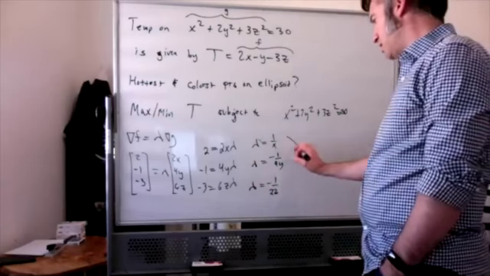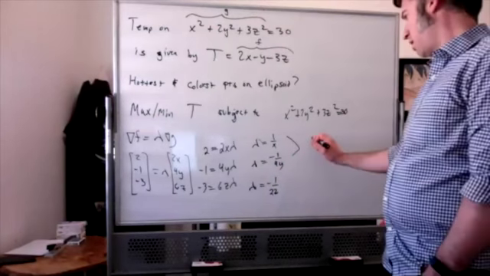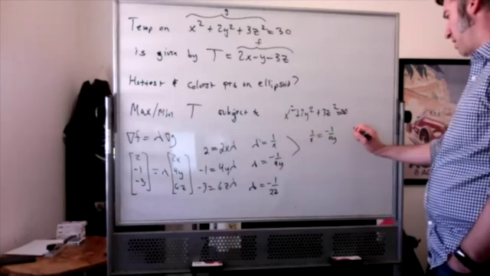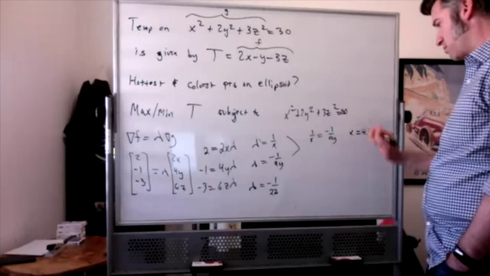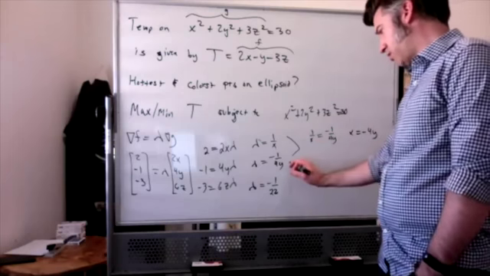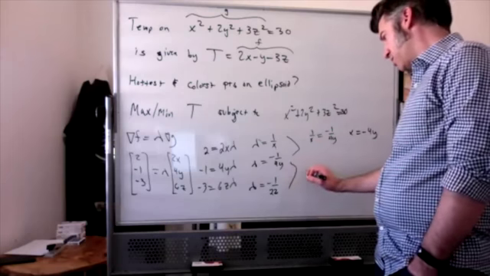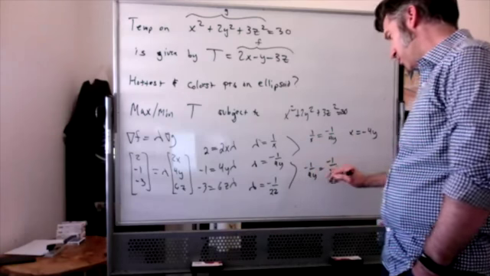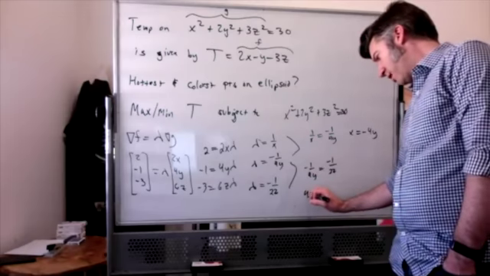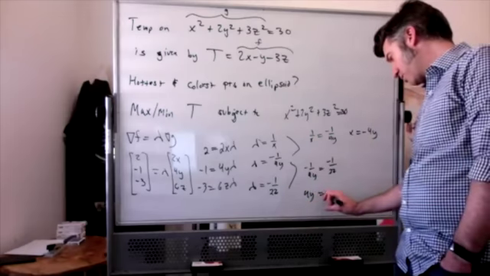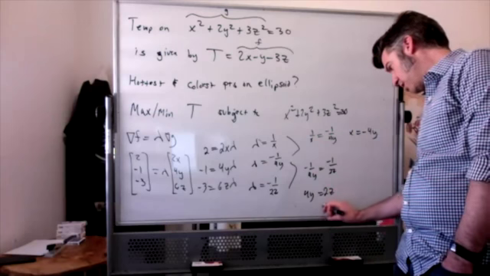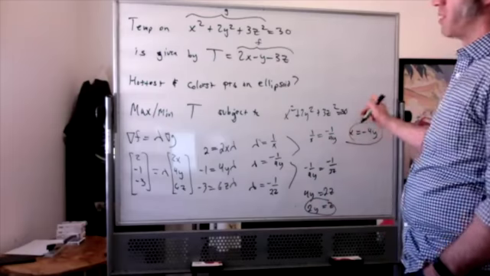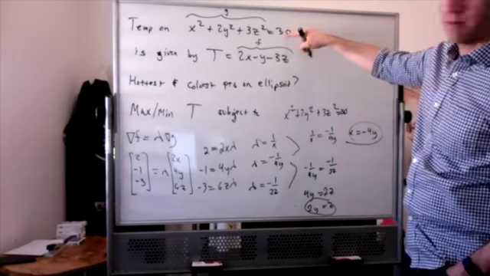So setting these two equal to each other, I get 1 over x equals -1 over 4y, or x equals -4y. Setting these two equal to each other, I get -1 over 4y equals -1 over 2z. Take the reciprocal of both sides and get rid of the negative signs: 4y equals 2z, so z equals 2y. So we've got everything in terms of y.